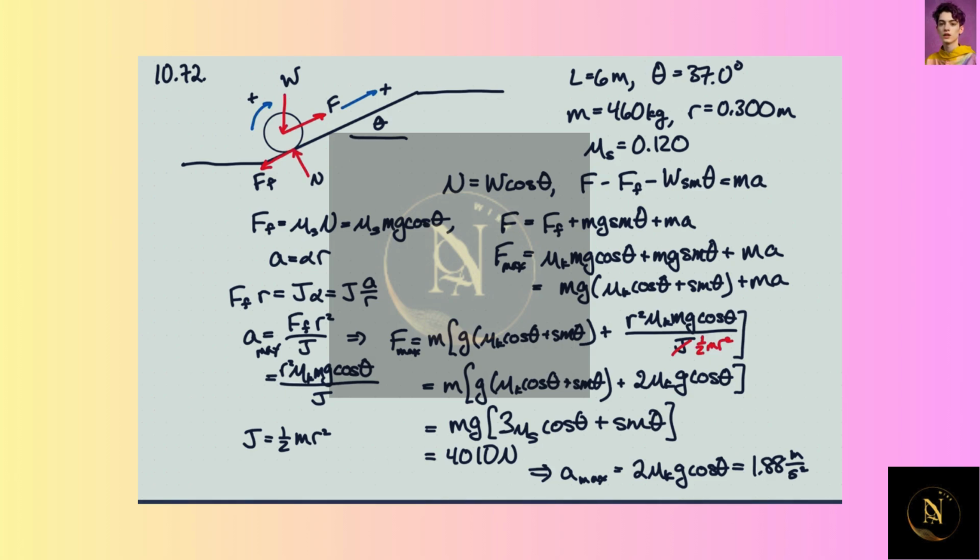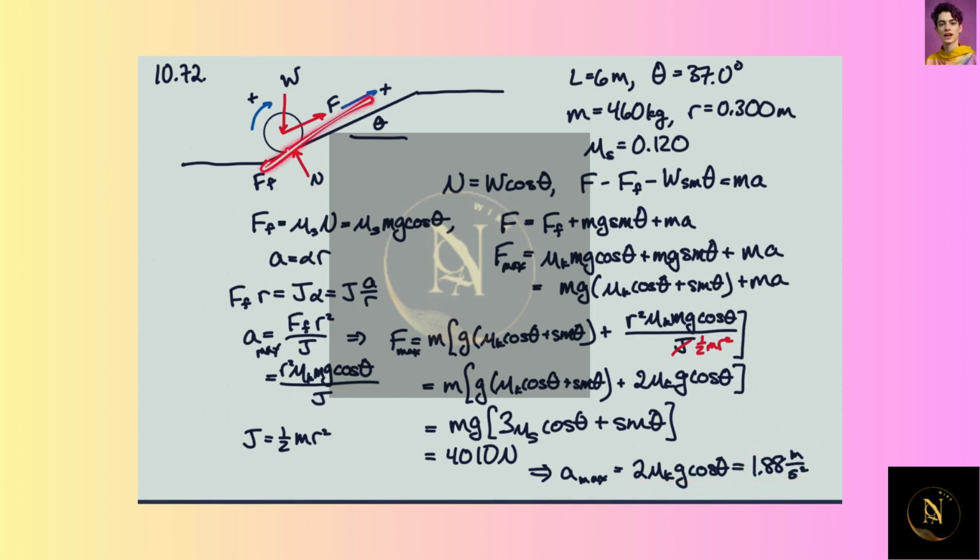Now, let's see here. Once we know this, we can figure out what A is, or we can actually just plug in the values here if we wanted to. And that is, again, with plugging in J, we get that A is 2 mu g cosine of theta, and that is 1.88 meters per second squared.